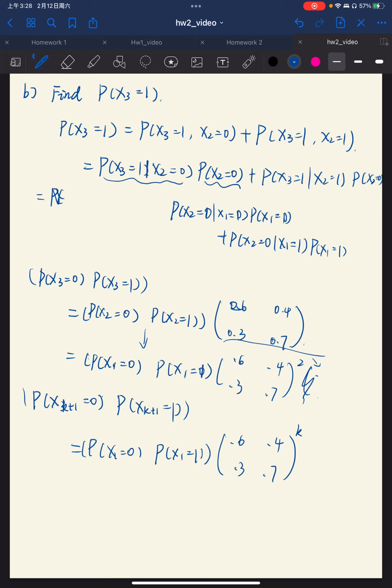So in this question, k plus 1 is 3 and k equals 2. If we substitute all the values given here, we can get the result. The probability of x3 equals 1 is equal to 0.592.